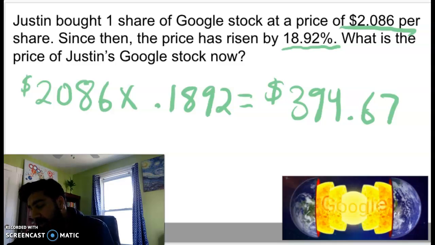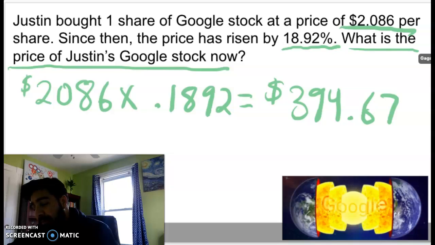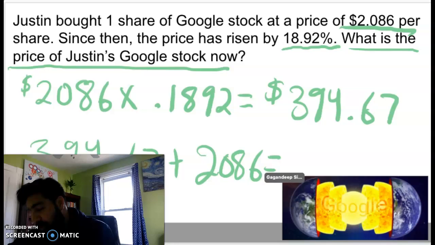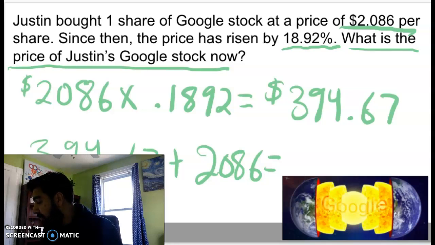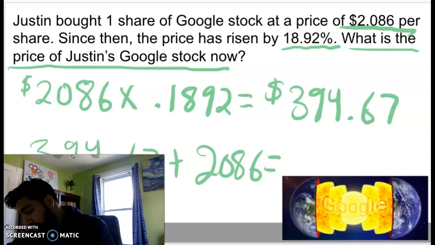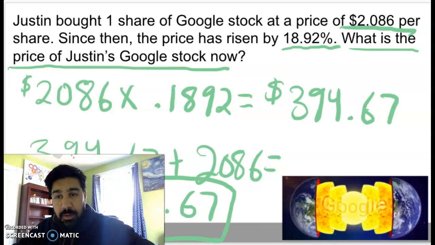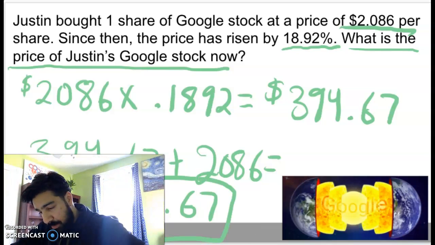We need to answer the actual question of what is the price of Google stock now. So we'll go ahead and add 394.67 to our original amount of what the stock was worth. And whatever we get by doing this, that is going to be our answer. Okay, and our answer is going to be $2,480.67. Okay, move on to the next problem.